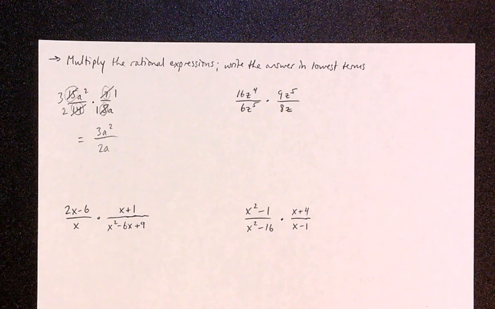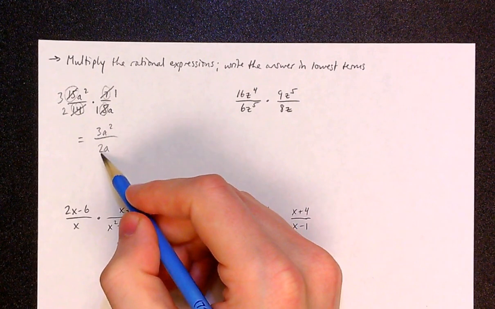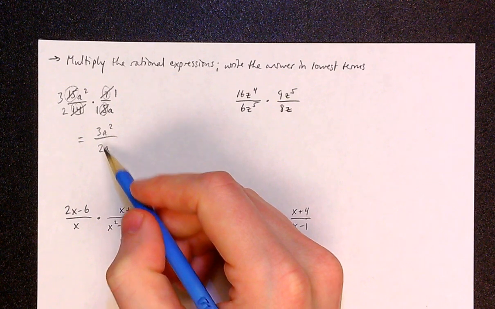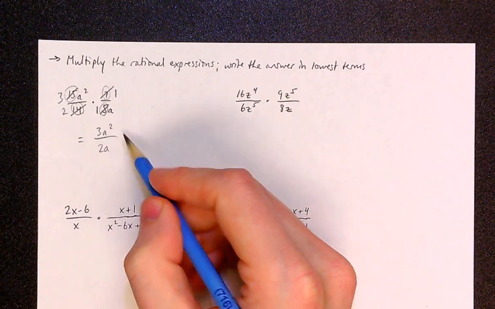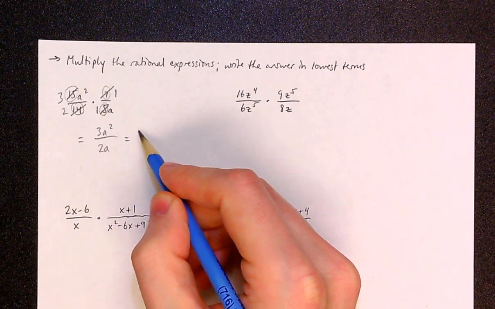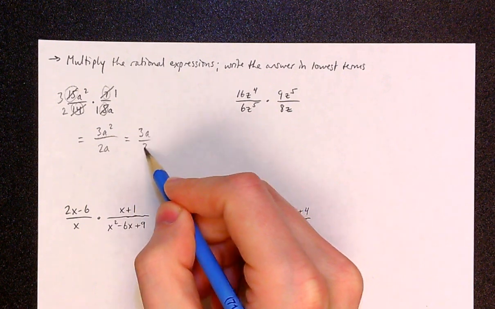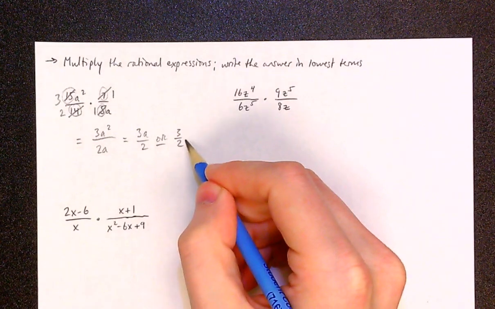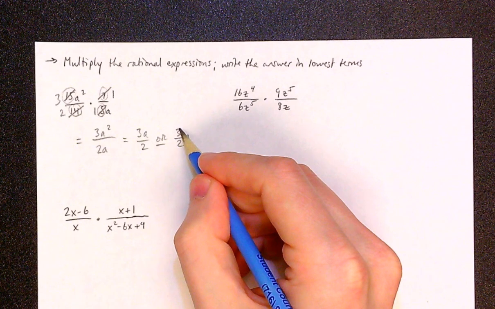And now it's pretty nice to simplify all this out. 3 and 2, those just have to be left as they are. We can't simplify those numbers in front any further, but a squared divided by a gives me a. So I have 3a over 2, or 3 over 2, then times a.